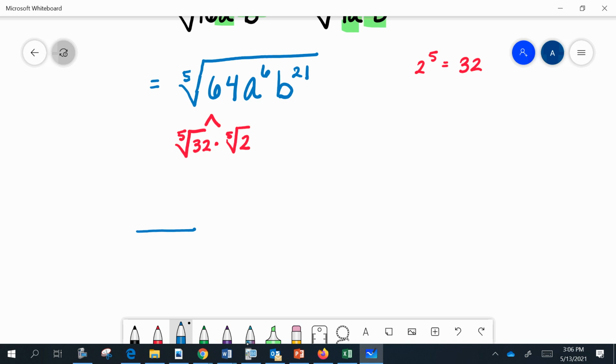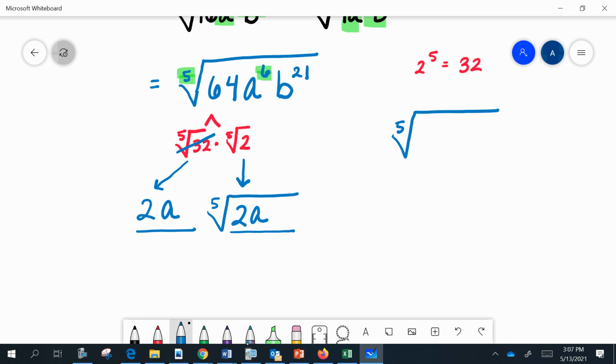All right, we're going to have an outside part, and then we might have some terms that are left under the radical out here. Well, the 5th root of 32 is a whole number, so we're going to put the 2 on the outside, and we're going to have a 2 left over. Okay? Now, let's do our variables. We're going to say that 5 goes into 6 how many times? 5 goes into 6 one time with 1 left over.